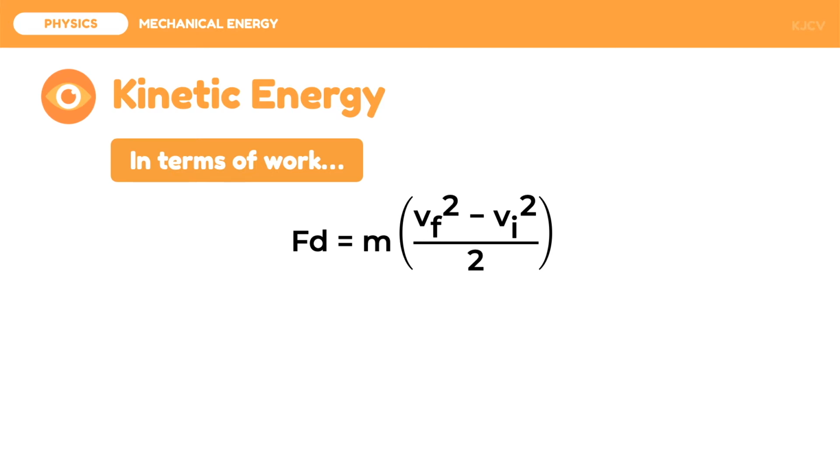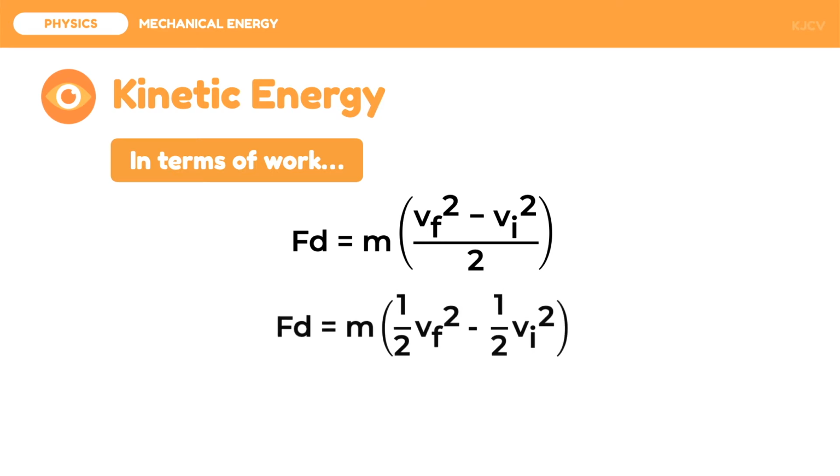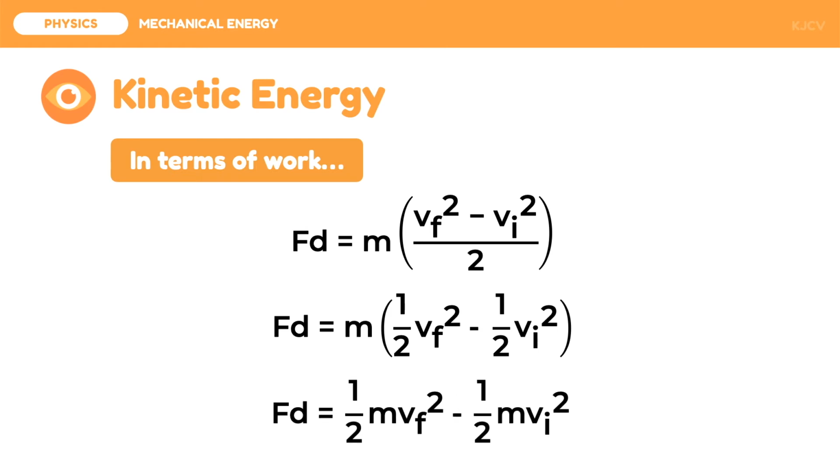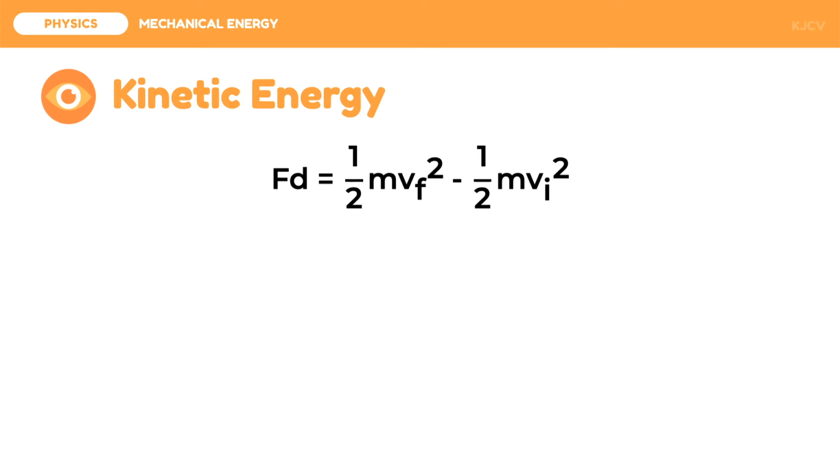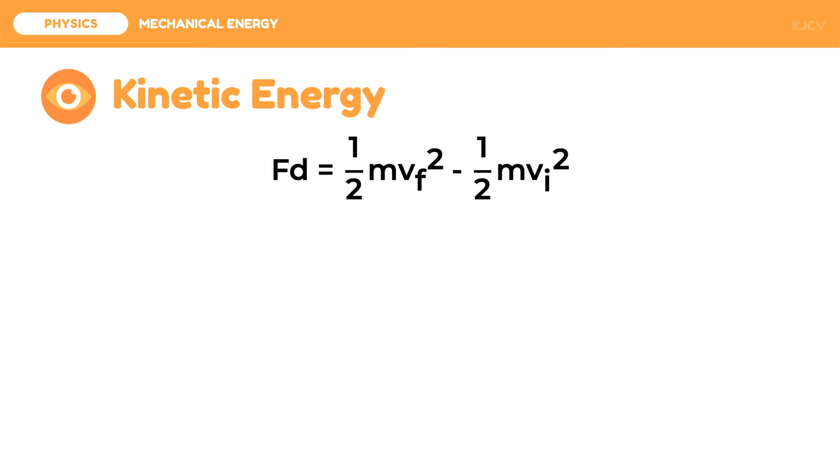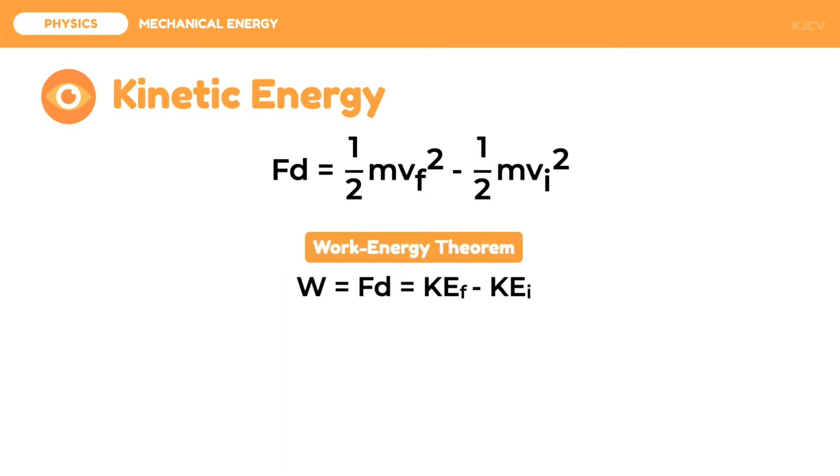Expanding the ratio for the velocities, we are going to have the difference of half of the final velocity squared and half of the initial velocity squared. Lastly, distributing the mass of the object, we are going to have this equation. Since this equation describes work in terms of an object's mass and velocity, we note this difference as the difference in kinetic energy. This gives us the work energy theorem.